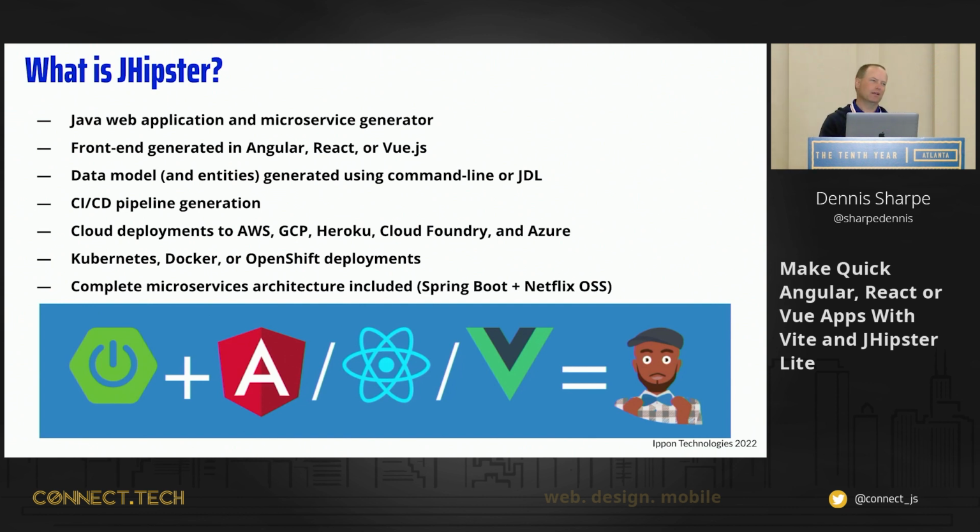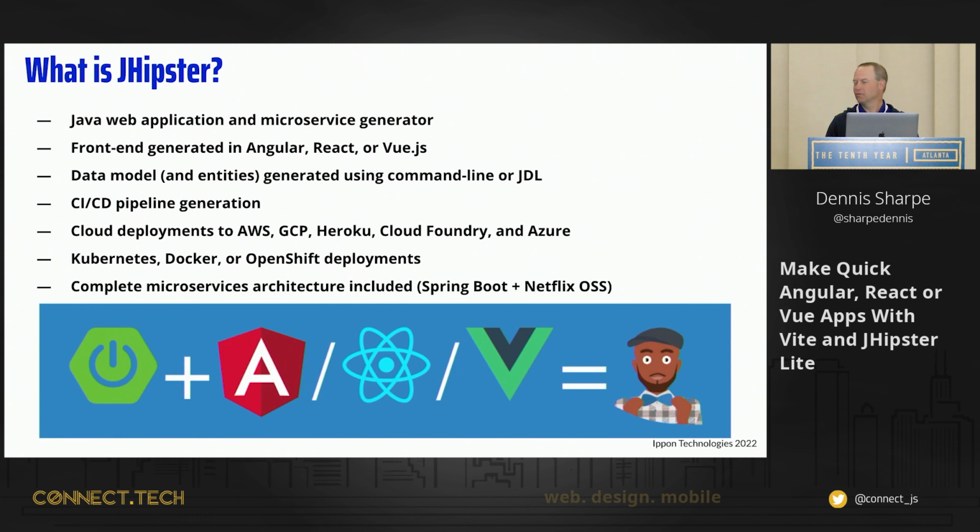It'll also create config files for various CI/CD pipelines. It'll create files that will make it easier for you to deploy to the cloud of your choice. It'll do Docker files. So it does a lot of things. It does a full microservices architecture and you can do redundancy and rate limiting and all those things. So that's what JHipster is.